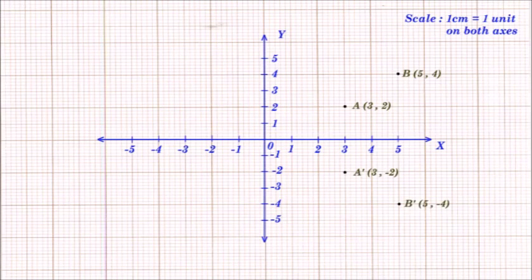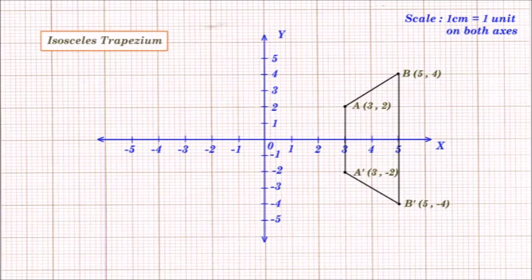Now join A, B, B dash, A dash. When we look at this figure, it is an isosceles trapezium. Now in the question, we are asked to write down the name of this geometrical figure, that is isosceles trapezium.